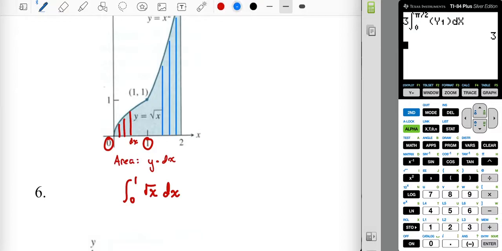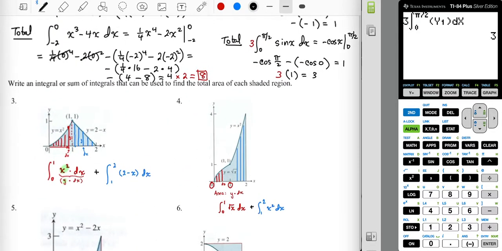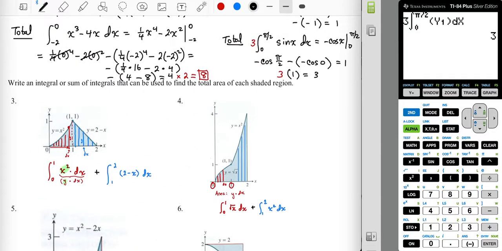Going from 1 to 2, I'm looking at the function y equals x squared, multiplied by dx, which gives us the area of each individual rectangle. Collectively from 1 to 2, integrating them all together, you get the total area. Put them together, and you have the whole figure. Now remember, the direction says write an integral or sum of integrals. It didn't say we had to evaluate them.